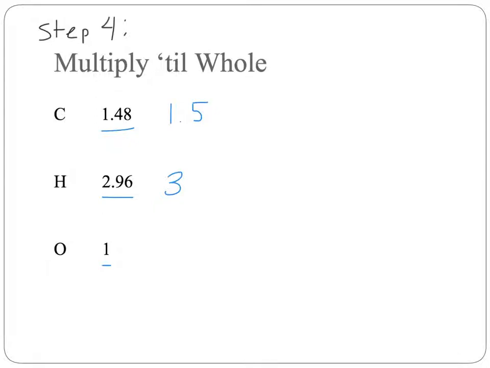And then we think about, is there something that we can multiply these three values by that will give us a whole number? What's the smallest number we can multiply these by to end up with a whole number? And of course that would be 2, because if you multiply the 1.5 by 2, we get a value of 3 for carbon. If we multiply the 3 by 2, we'll end up with 6. And then, of course, the 1 by 2 will give us 2.